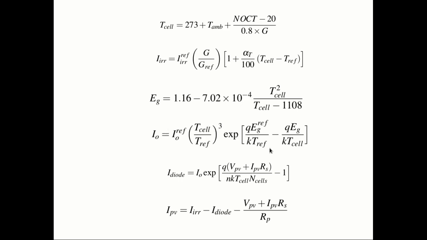Now, the next step, we know EG, we know T cell. We can now calculate the diode current because, as I said, we've already calculated I naught ref. I naught ref has been calculated from the previous equation. So we know all the values here. We can calculate this value. What that means is we can now calculate the diode current, and we calculate the irradiance current using these values. And that means we have IPV to be calculated. It's the difference between irradiance current, diode current, and the current through the parallel resistance.